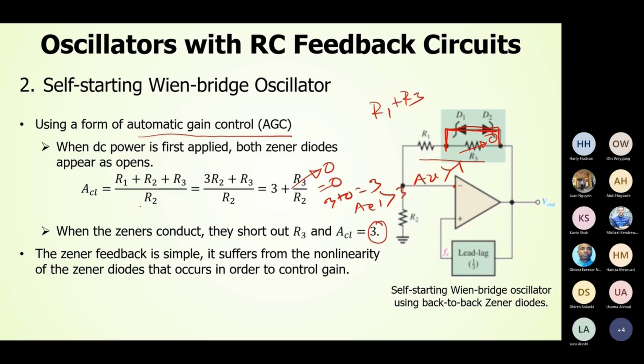Now there is one limitation. The Zener feedback is simple. However, it suffers from non-linearity of the Zener diode that occurs in order to control the gain, because Zener diode is not a linear device. At the beginning of today's lecture, I showed you Zener diode is not a linear device. Its curve is something like this. So it's a non-linear device.